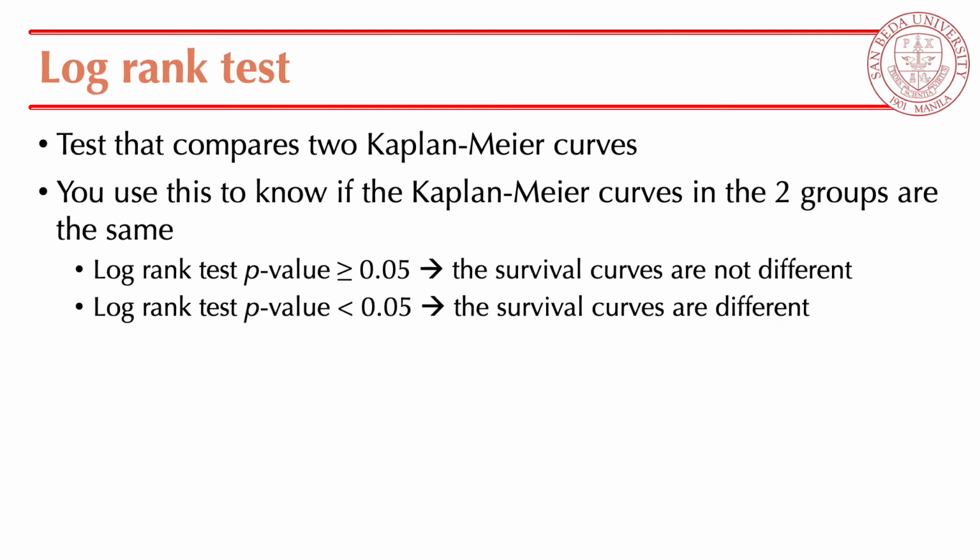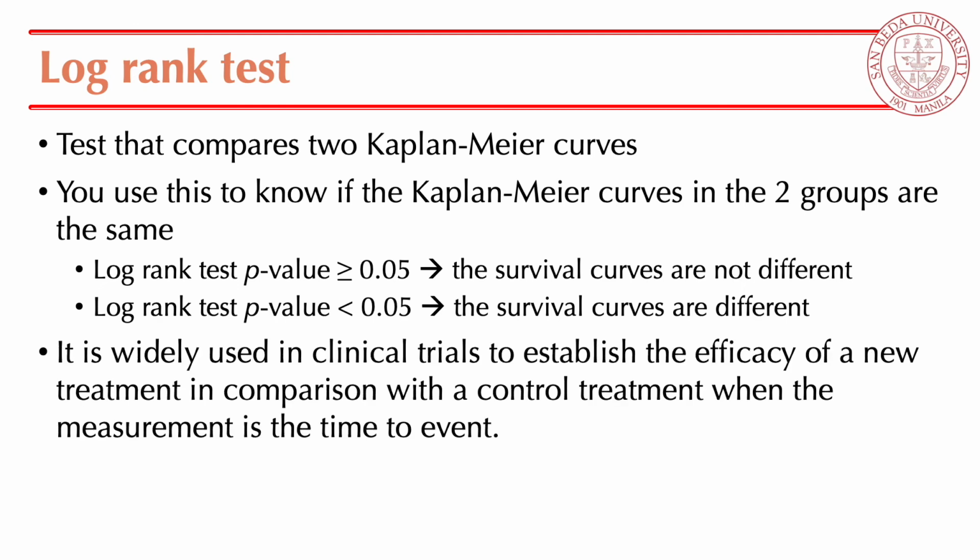Now, if the p-value is less than 0.05, on the other hand, you reject the null and make the conclusion that the two survival curves are significantly different. Now, this test is widely used in clinical trials to establish the efficacy of a new treatment in comparison with a control treatment when the measurement is the time to event. When you appraise an article that uses survival analysis on their data, do pay attention to the results of the log rank test as well.